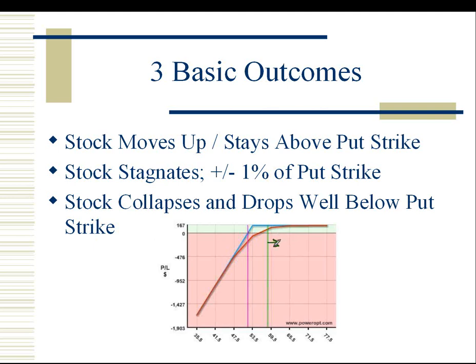Here we see the current stock price with the green line. I might enter a naked put here by selling a 53.5 strike with the stock around 58 or so. And we're going to generate a premium. As long as the stock stays above our put strike price, the put, of course, expires worthless. We keep the premium. But that's not always the outcome. We know there's three basic outcomes when we enter a naked put.